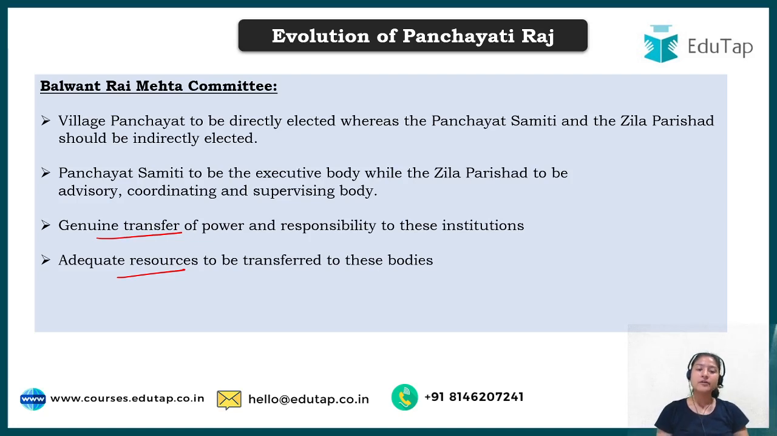Okay, and apart from that, the village panchayat should be directly elected. Basically the people would directly elect the members of the village panchayat, but that of Panchayat Samiti and Zilla Parishad would be indirect. Indirectly means whoever people have chosen, they would further choose the members of Panchayat Samiti and Zilla Parishad. So these are some of the important features of the Balwant Rai committee.